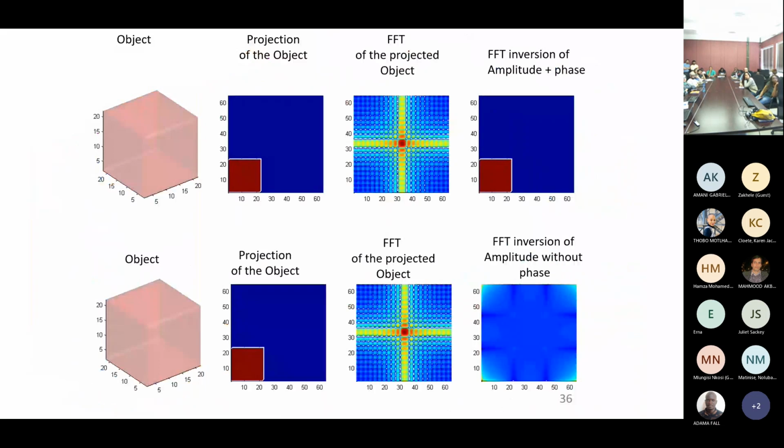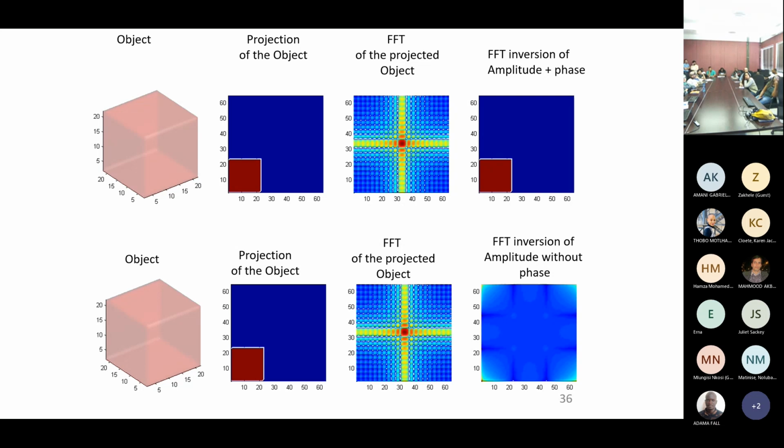So just to show you a few things about this type of technique, if you take a cube like this, you project the cube on a 2D plane. You will get something like this. If you Fourier transform this, well, you will get this. So you will get something having the same symmetry as the cube. So you see, you will get fringes like this. And if you take this Fourier transform and you know the phase, by inverting the amplitude and the phase, you will get back the image.